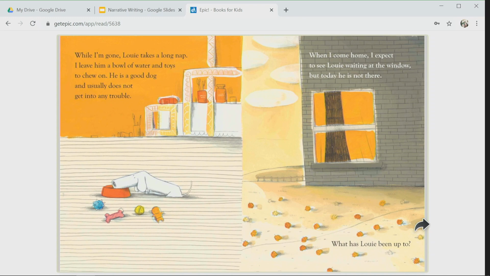When I come home, I expect to see Louie waiting at the window. But today, he is not there. What has Louie been up to?